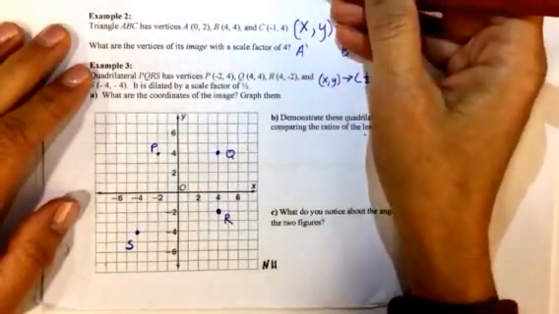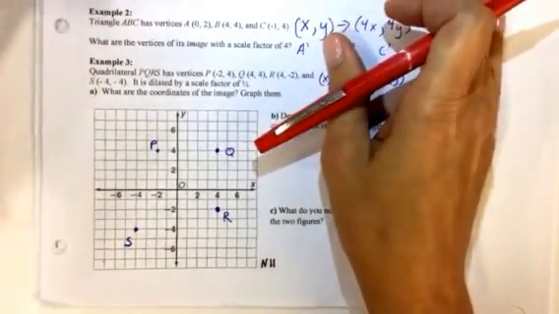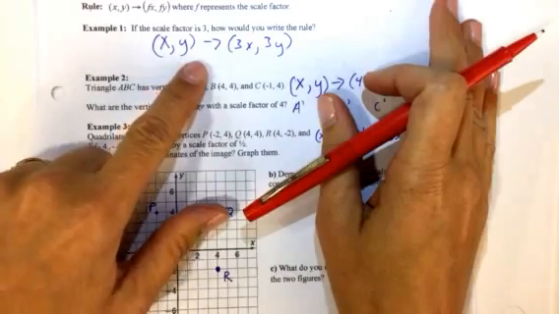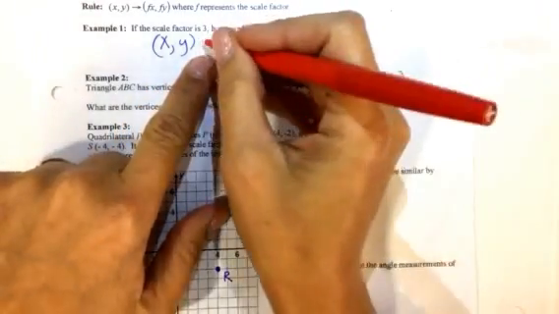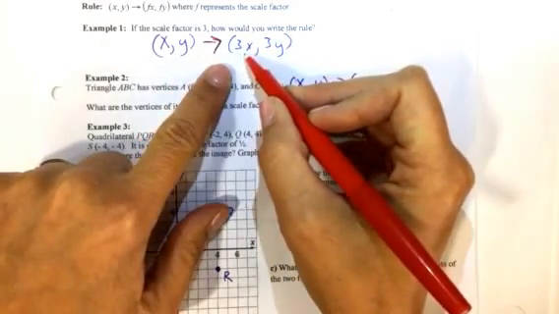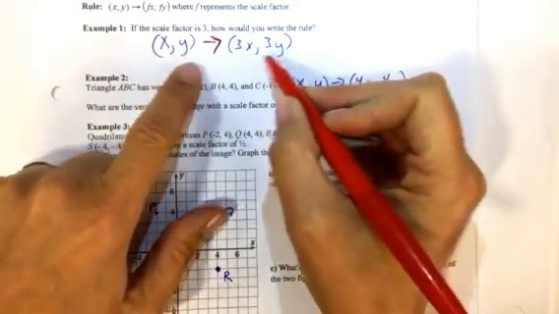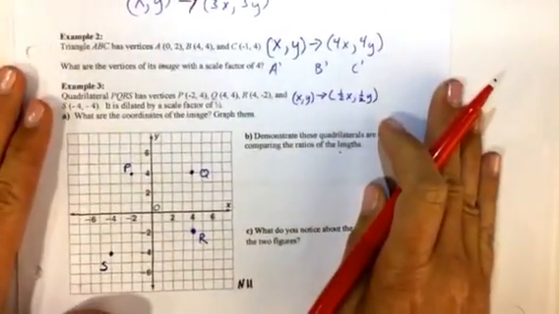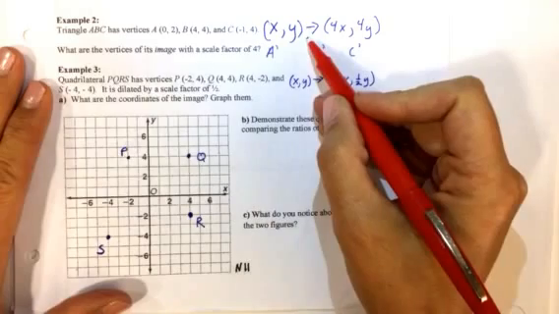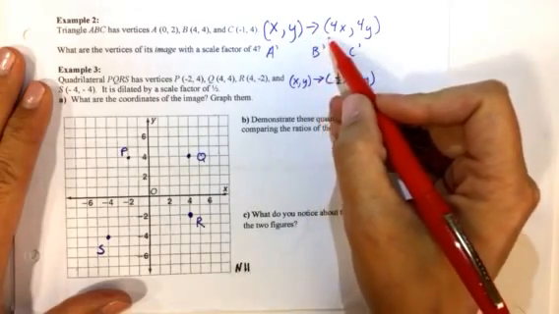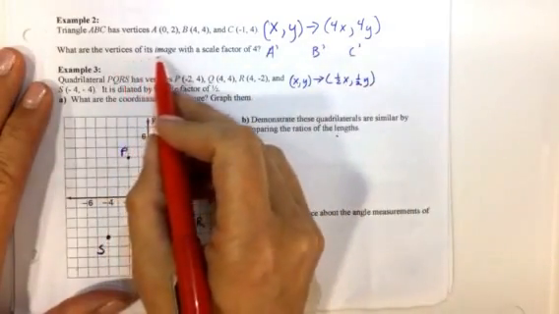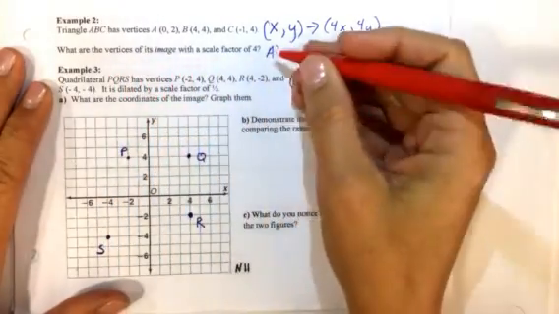Now, if you were taking notes on the slide that was just prior to this, you'll remember that we write a rule, x comma y, and then an arrow, and then you write 3x comma 3y. So this would be a scale factor of 3. Therefore, a scale factor of 4 is going to look like this. x, y dilates, or becomes, 4x comma 4y. So then what are the vertices of its image with the scale factor of 4?